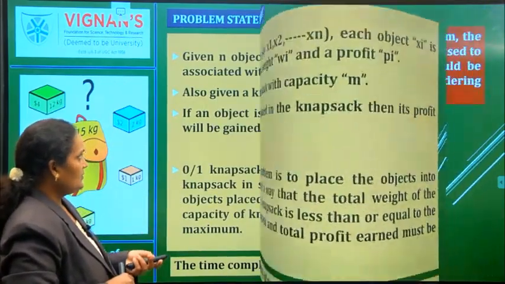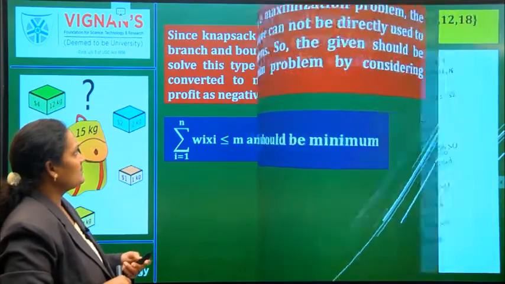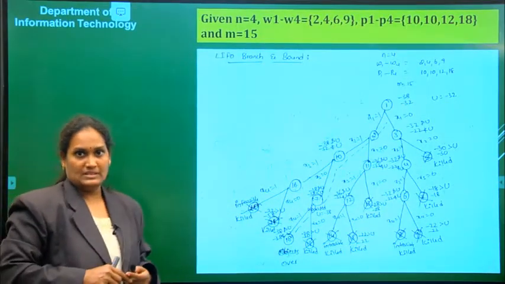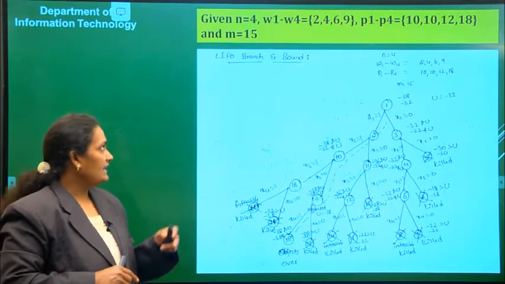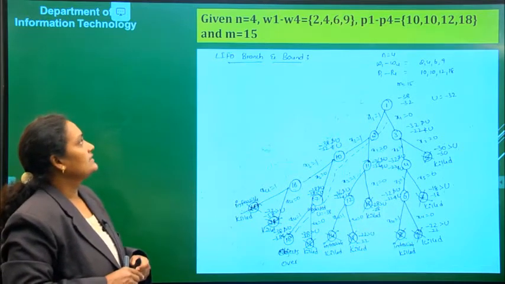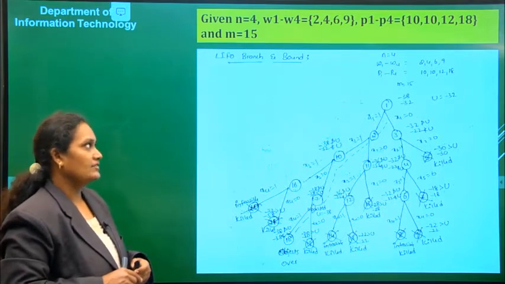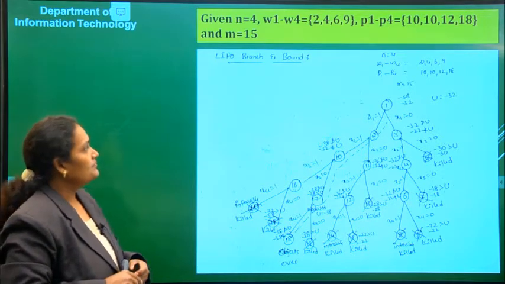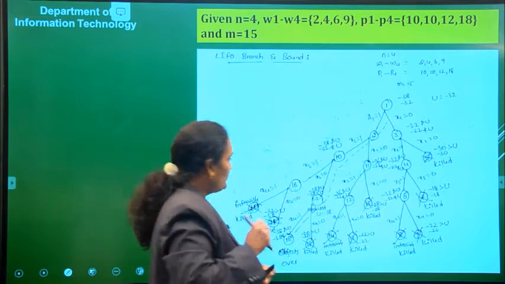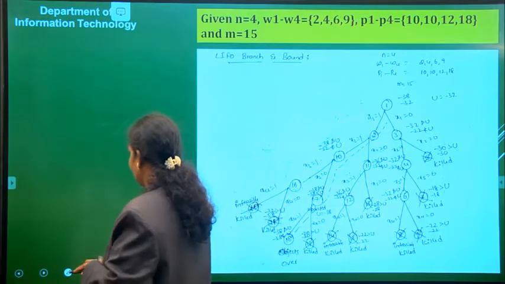We already know the problem statement for the knapsack problem, so we are already well versed with that. Directly I am going to explain the LIFO branch and bound method, how to solve that problem by using LIFO branch and bound. Now let us see what we are doing at node 1.